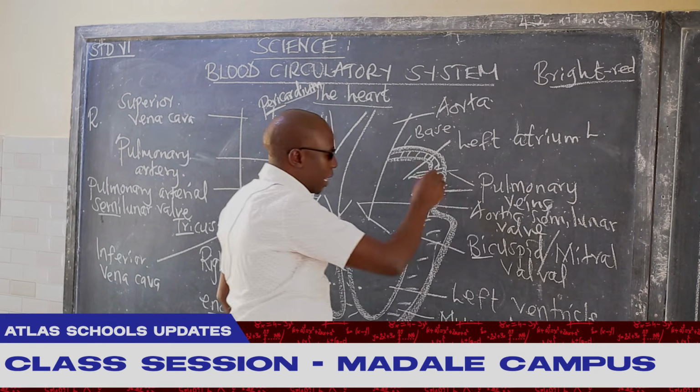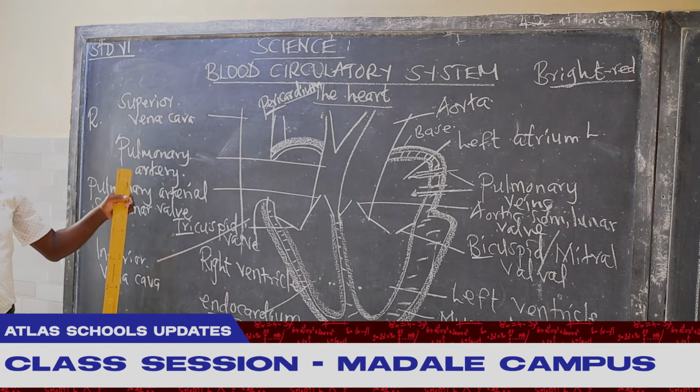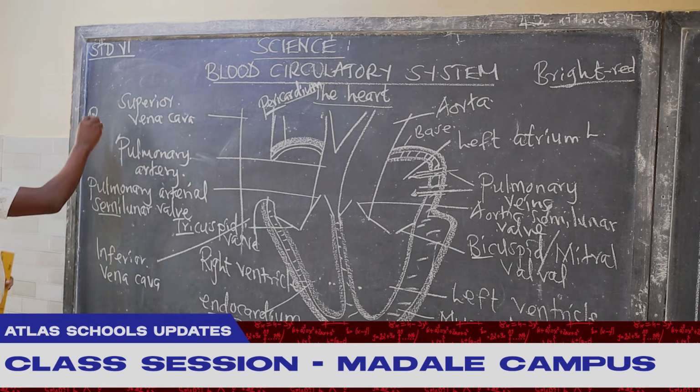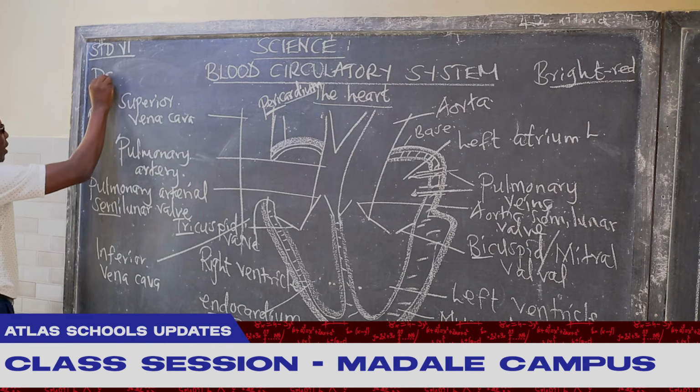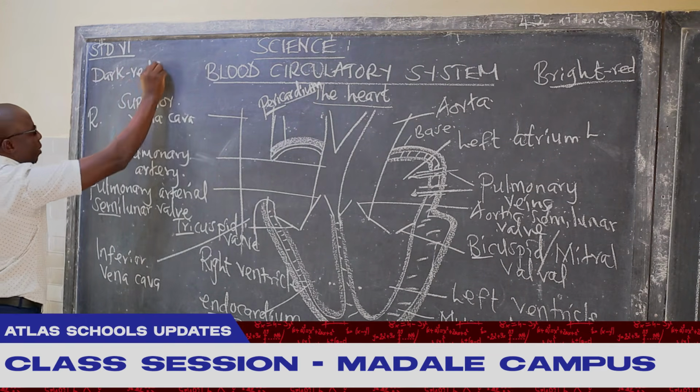The bright red color is on the left side, okay? On this side here, we have the opposite of bright, which is dark. So on this side, we have the dark red, okay? Dark red blood.